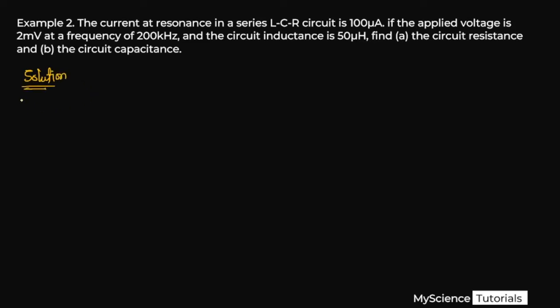We're told that the current in this circuit is 100 microamperes, so 100 times 10 raised to the power minus 6 amperes. And then we're told that the voltage V is equal to 2 times 10 raised to the power minus 3 volts. The frequency, which is the resonant frequency, is 200,000 hertz. And then we're also told that the circuit inductance L is equal to 50 microhenry. We have to find the circuit resistance and the circuit capacitance. Alright, so let's look at what we can do.